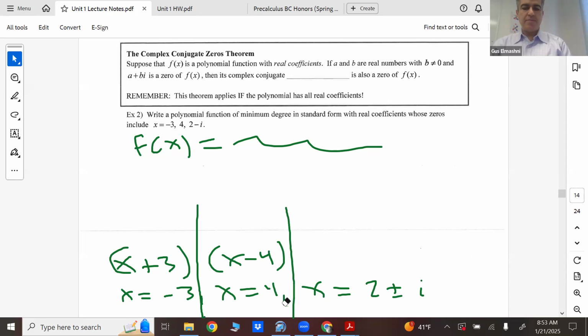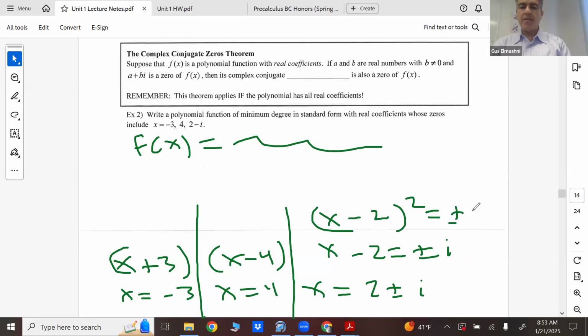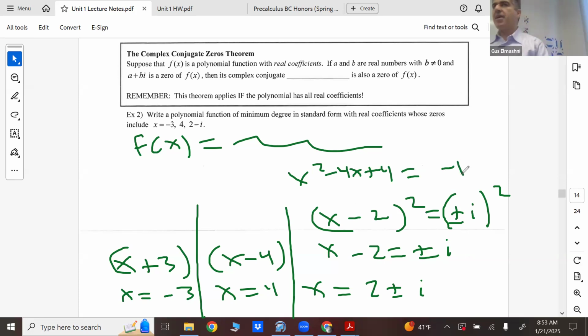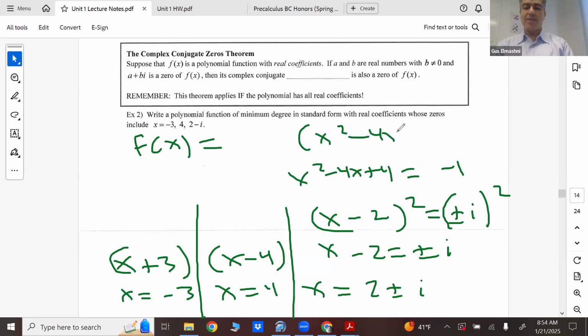Isn't that just going to be x minus 2 equals plus minus i? Wouldn't that be a true statement if I would go backwards? And then wouldn't this be a true statement? And wouldn't this be a true statement? Because if you square positive or negative, it's still positive, but i squared is negative 1. And then, oh, look at that. What do I got now? I got x squared minus 4x plus 5.